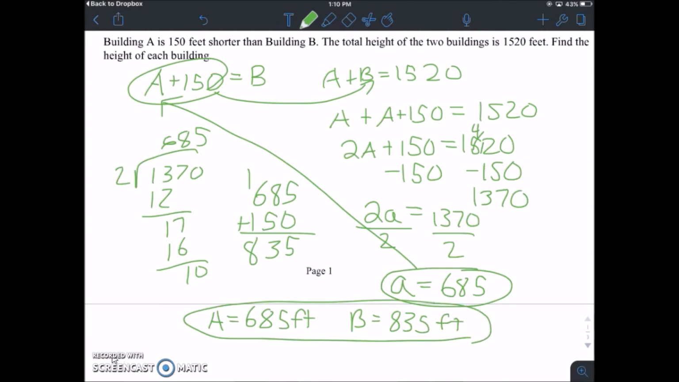And I know I've been subbing in. I try to sub in the easiest equation. You could have subbed this A back into this one. You just had to subtract, so it's not a big deal, but it's probably a little more work.